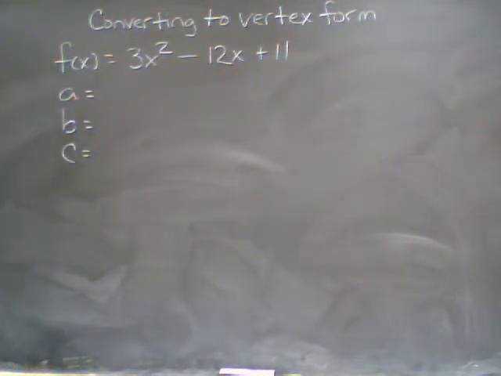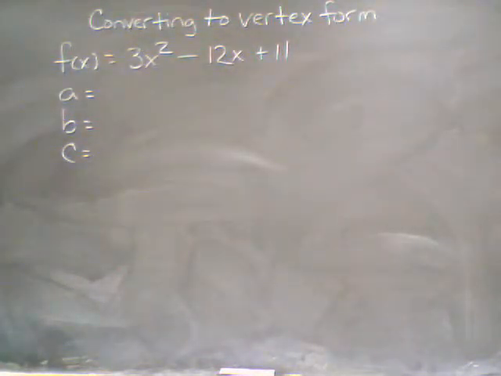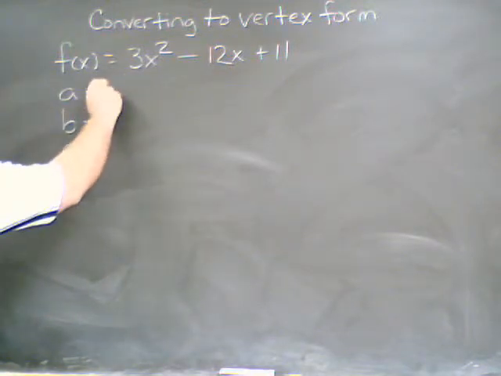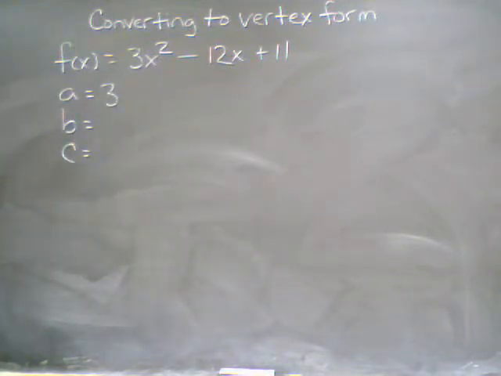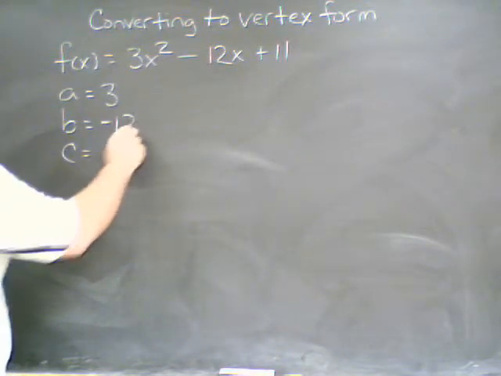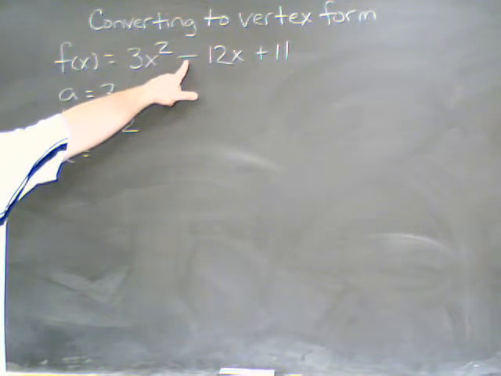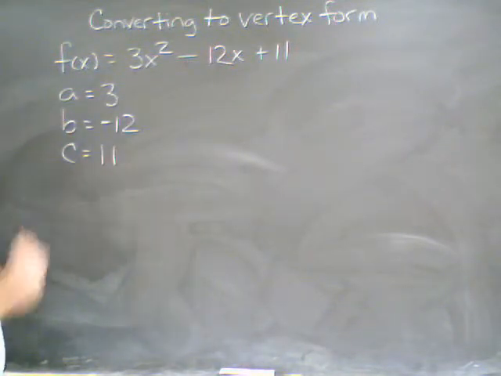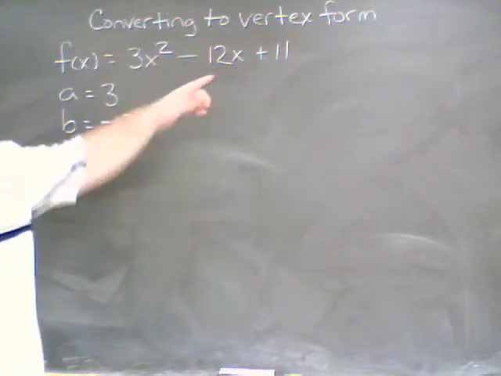Okay, so A, B, and C represent the coefficients for each of these terms in this equation. So A is 3. B is going to be negative 12. It's going to take the sign that's in front of it here, and there's a negative there. C is going to be 11, because it's the last term.